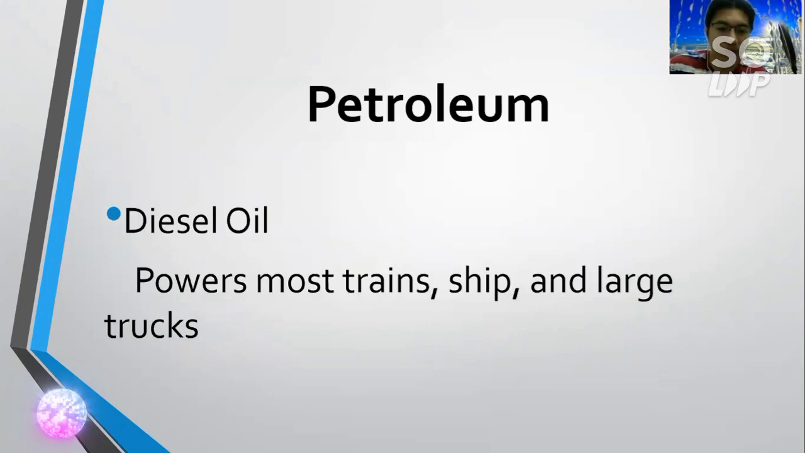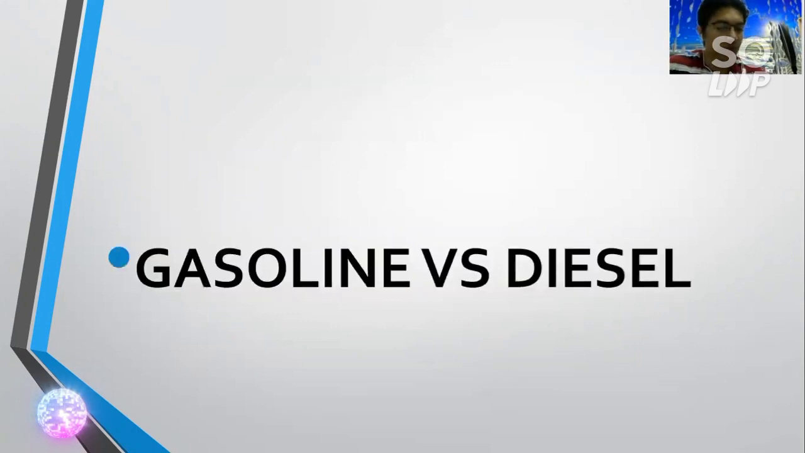Next is the diesel oil, which powers most trains, ships, and large trucks. What is the difference between these two? Gasoline is mixed with air, compressed by pistons, and ignited by a spark from a spark plug. While diesel packs more energy. Gasoline is consumed more easily, while with diesel, the molecules are more packed together. It's not solid, but it is more tightly packed than gasoline. So diesel takes longer to consume and provides more energy.